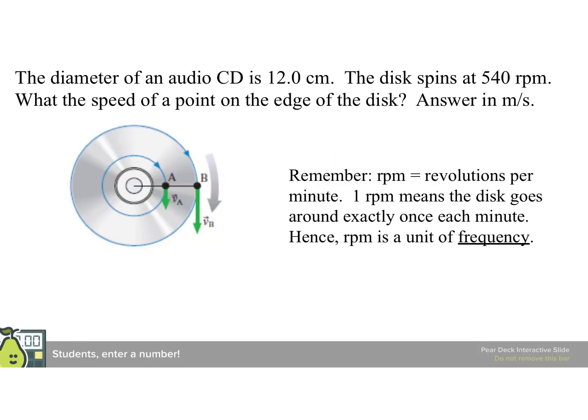All right, the diameter of an audio CD is 12 centimeters. The disc spins at 540 RPM. What is the speed of a point on the edge of the disc? And answer in meters per second. There's a little note here that says, remember that RPM is revolutions per minute. So 1 RPM means it goes around exactly once each minute. So RPM is a unit of frequency, and therefore also angular speed. In other words, this is omega.